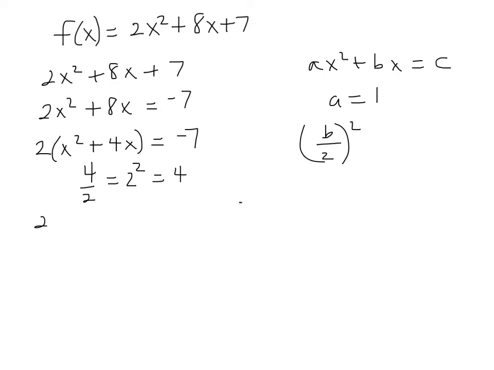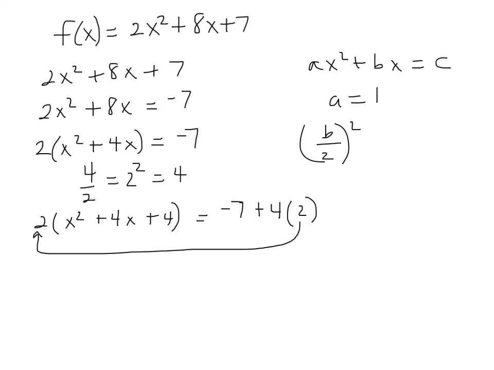So on the left-hand side, I'm going to add 4 to the parentheses, and on the right-hand side, I also have to add 4. But remember that if you had to factor something out, so in this case I factored out a 2, then on the right-hand side you add your 4, which is your b divided by 2 quantity squared, times the a that you factored out, times the 2. So this 2 right here is coming from the a that I factored out at the very beginning. So on the left-hand side, I have 2 times x squared plus 4x plus 4 equals, on the right, -7 plus 8, which gives me 1.